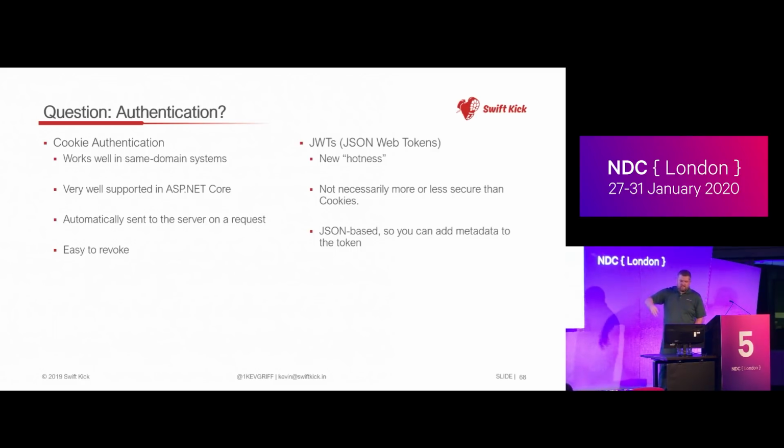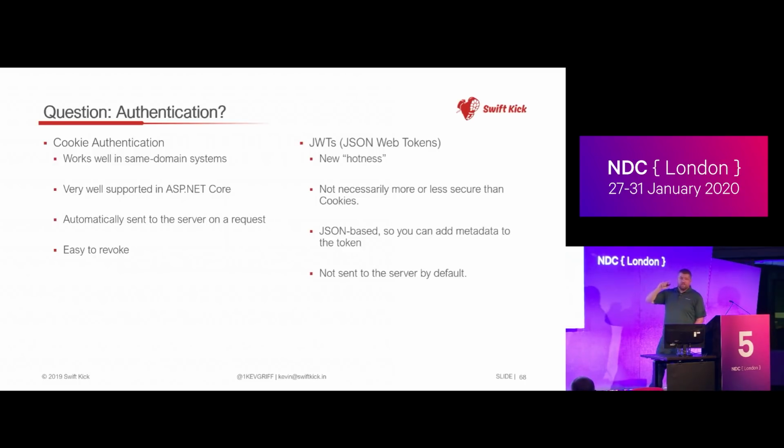They're also JSON-based. So if you want to add metadata to your token, maybe what roles is the user currently in? What's the user's email address? You can put that in the token, and it's encoded. It's not hashed, but it's encoded. So the client or anyone that knows how to decode a JWT can read all that metadata. So don't put personal information in those.